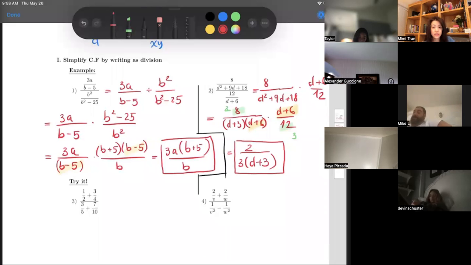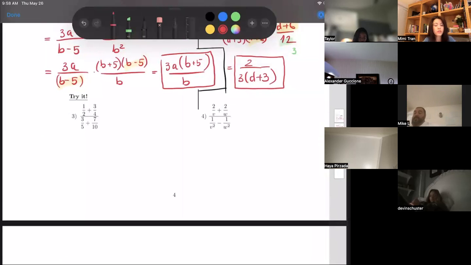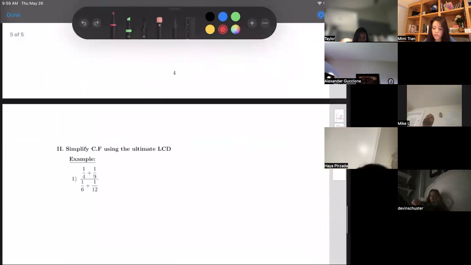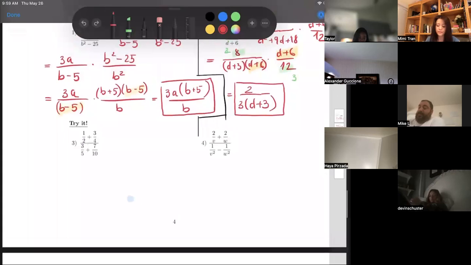So far, so good. These are simple ones. The third and the fourth one are a bit more complicated, so we're going to do them separately. I'll show you two methods. One is you do the top separately and the bottom separately, and then you combine and you have something like number 1 and number 2. The second method is called the ultimate LCD. I like this one. Hopefully I have time to show you this one. On the exam, you can do whatever you want, as long as it makes sense. But I'll show you both.